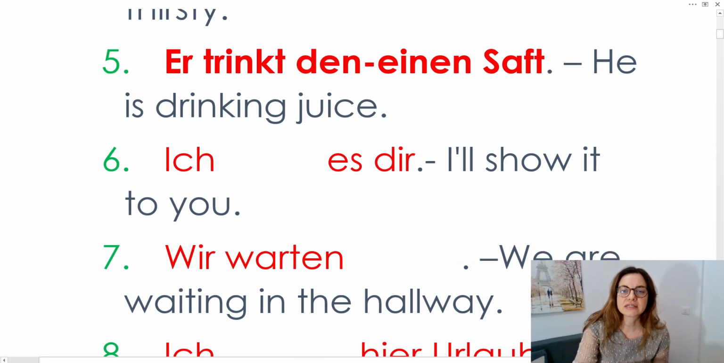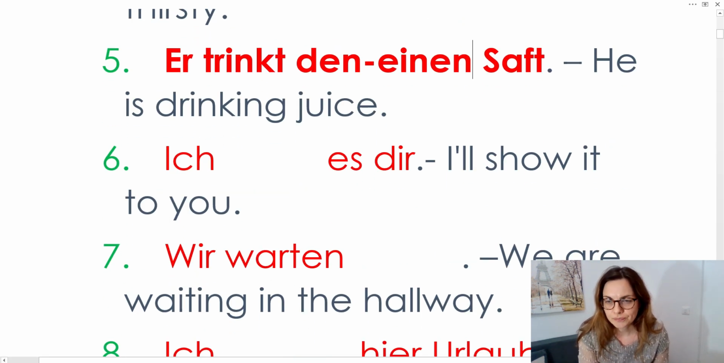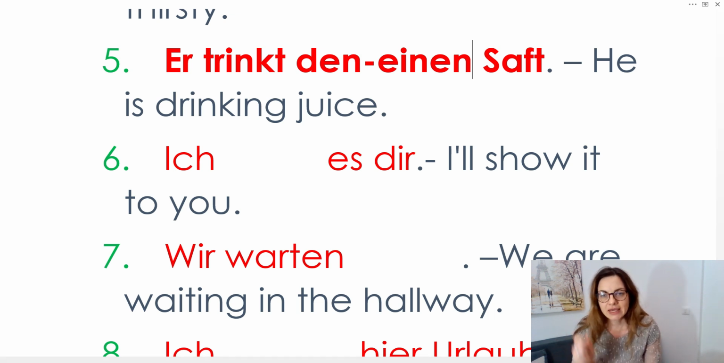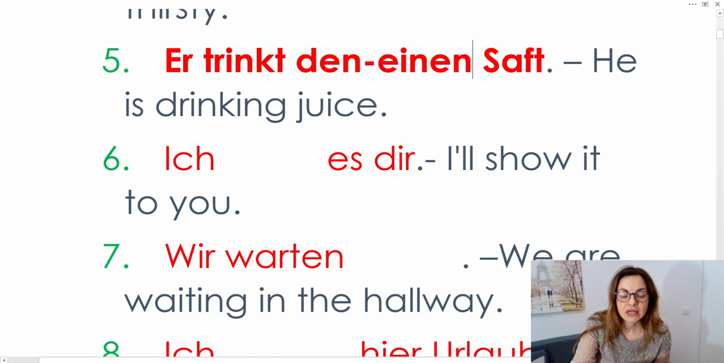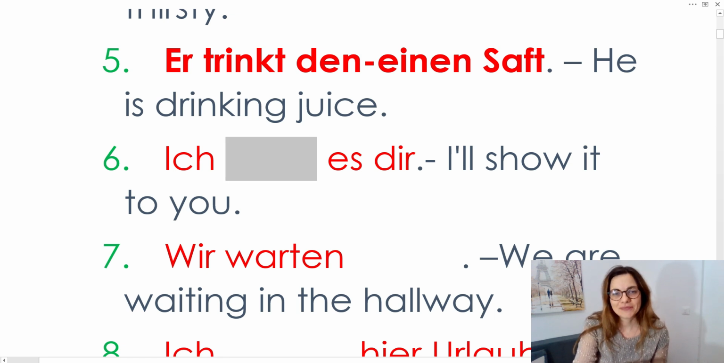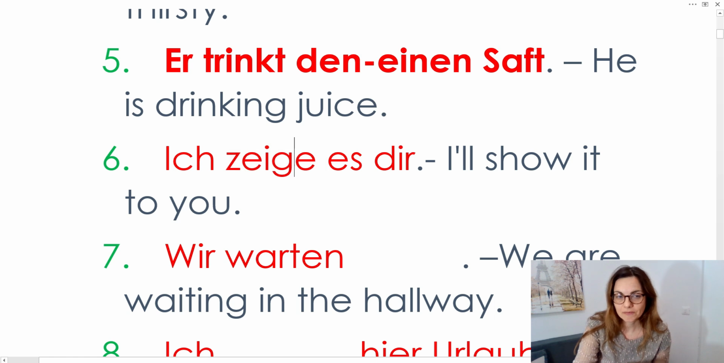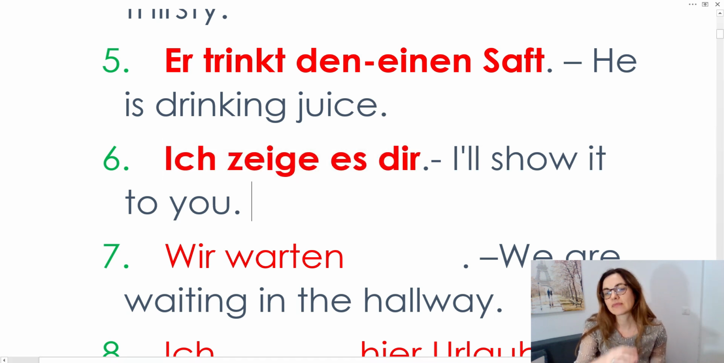Okay, number six. I'll show it to you. Ich zeige es dir. In the English sentence, we have a future tense, so I will show it to you. In the German sentence, we'll use only the present. So we only need the verb to show in German in first person singular. The verb is zeigen und ich zeige. Ich zeige es dir. I'll show it to you. Okay?